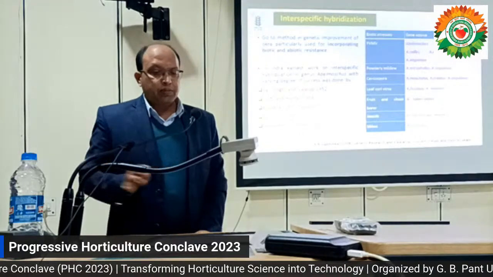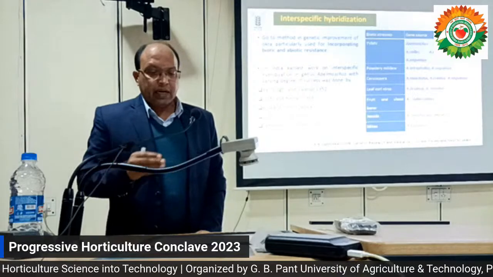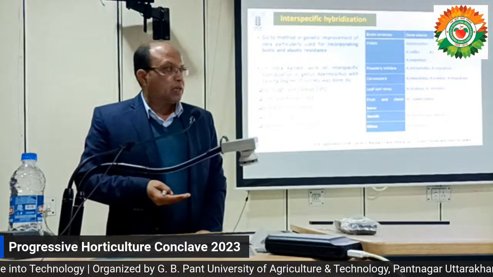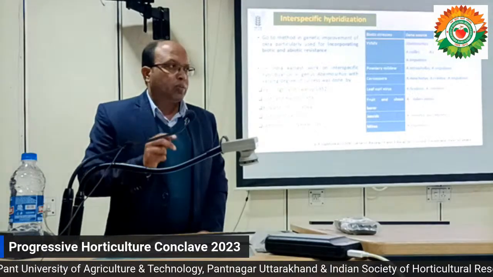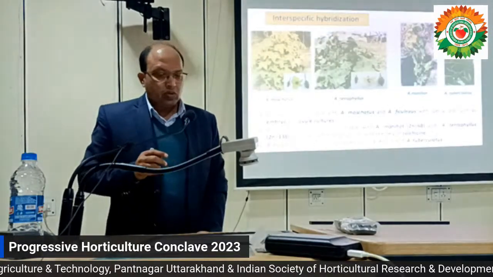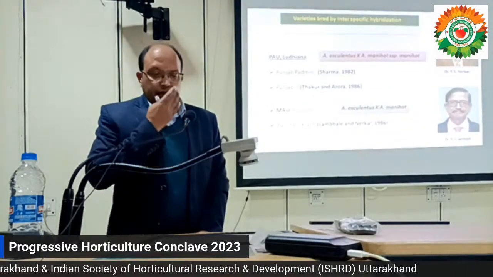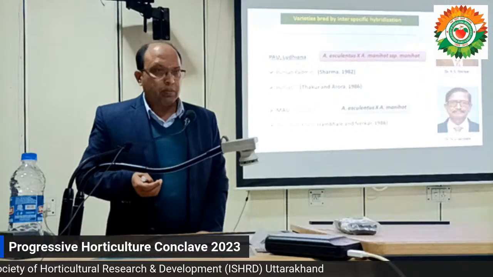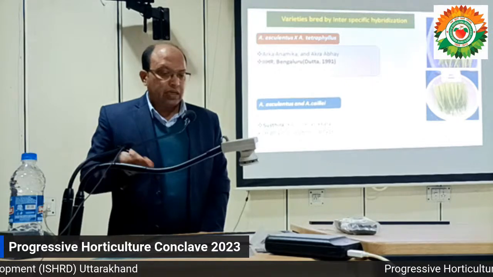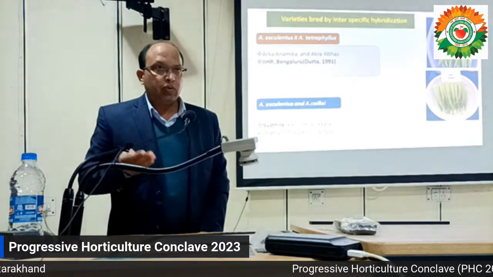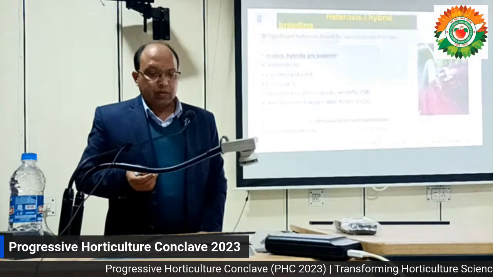Then interspecific hybridization has been used very widely in okra, and a lot of varieties have been developed interspecifically. In many crops it has not been used, but in okra it has. A lot of wild species have been used. From Parbhani, Parbhani Kranti was developed, and many varieties from IIHR; Arka Anamika was one variety that was used for interspecific hybridization. That was also a leading variety.